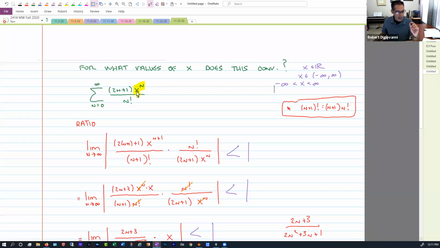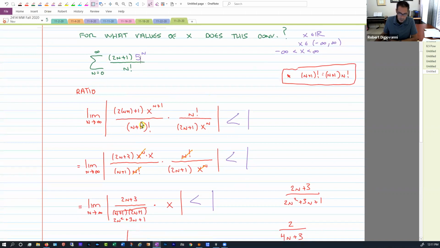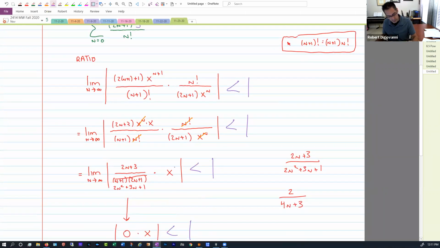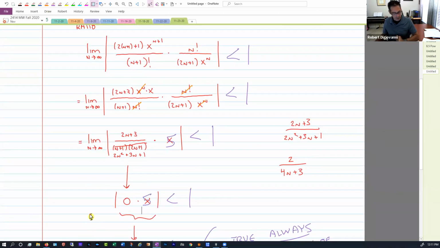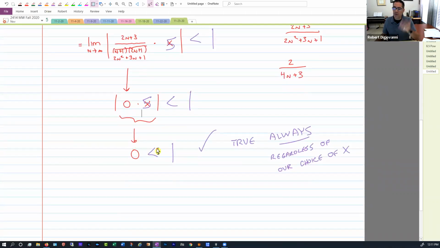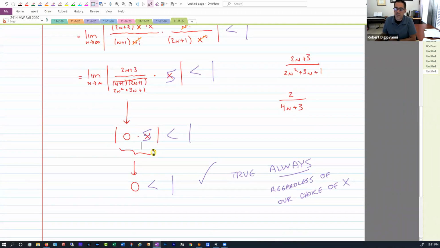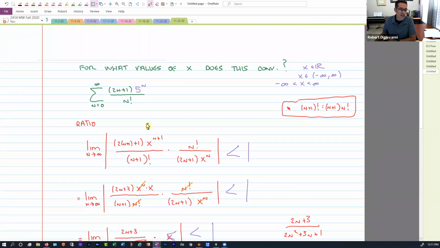So I want you just to imagine this for a second. What if I replace this with a number? 5 to the n, right? What we're saying is that this would converge. This would be a problem from the previous sections. If I asked you to tell me if this converged or diverged, you would run the ratio test. You go through all this work, and at the end, this would be a 5, and this would be a 5, and 0 times 5 would give you something less than 1, and it would converge, right? And this will work for any value of x you ever plug in.